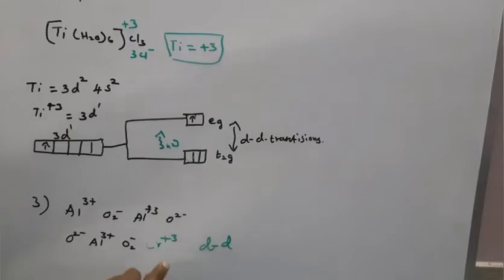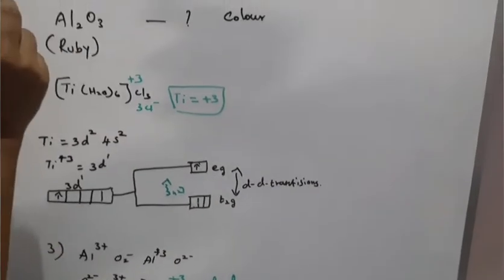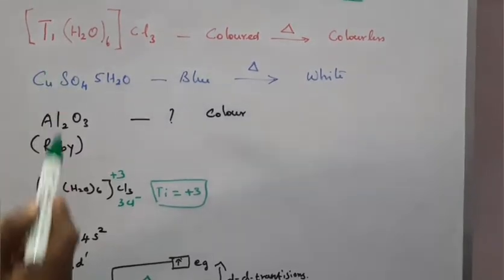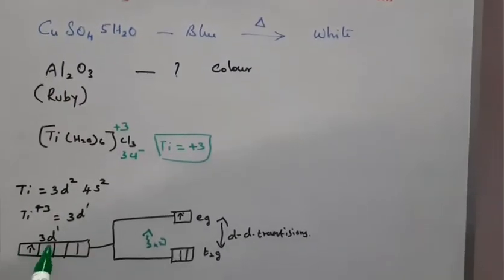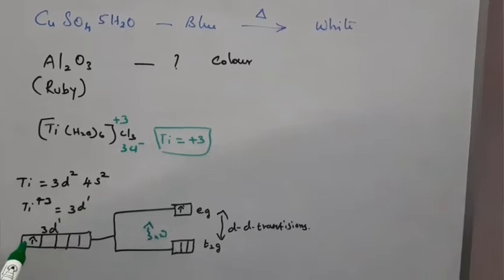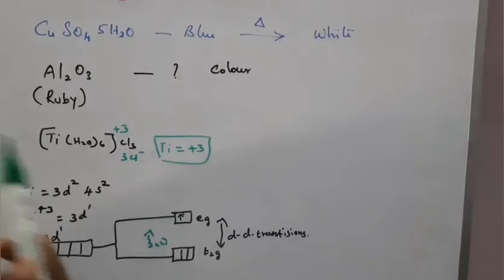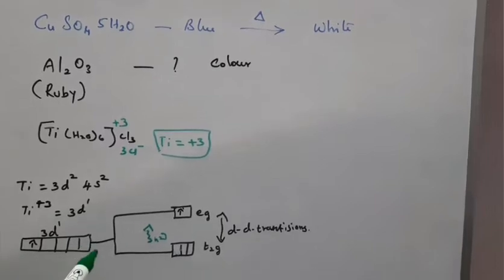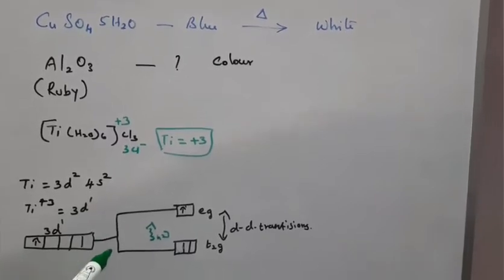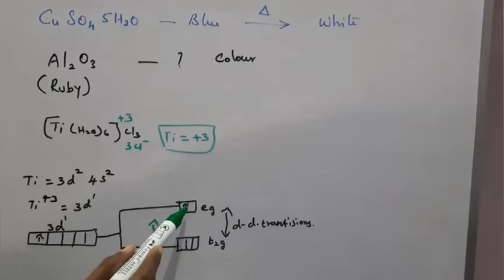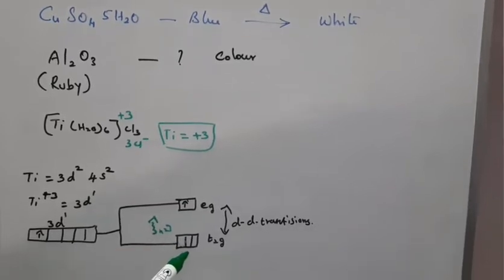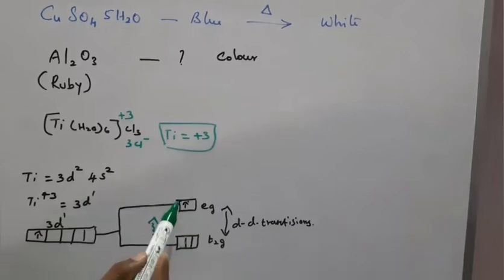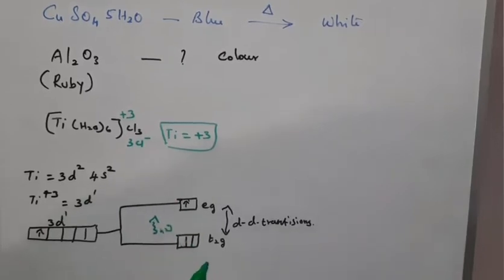Okay children, for VBT theory, it means presence of unpaired electrons or paired electrons. After that, for CFT theory, the splitting takes place. It is of two different kinds: for octahedral, eg is higher and t2g is lower. For tetrahedral, no problem, t2g is higher and eg is lower.